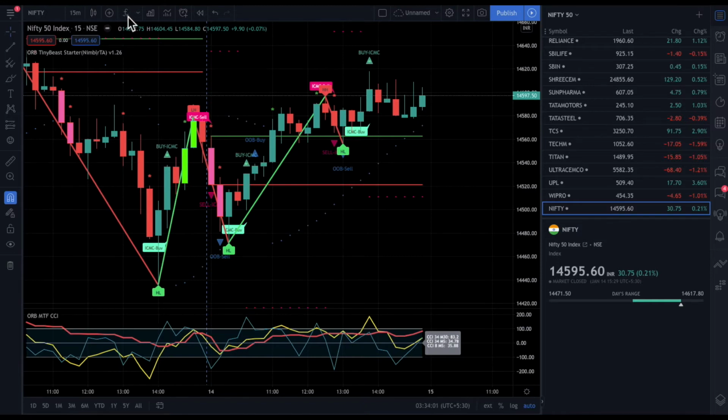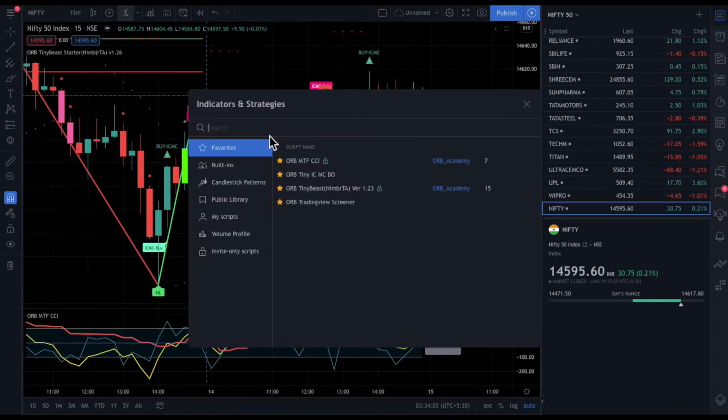So we'll add a new indicator today. Fresh from the oven, a new indicator will be added today. It's called the ORB TradingView Screener. So what does this screener do?